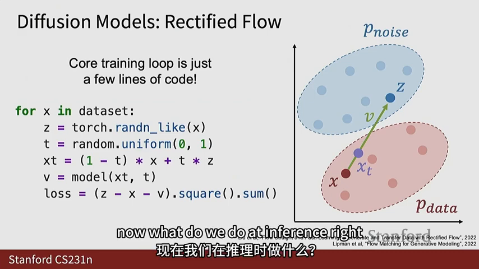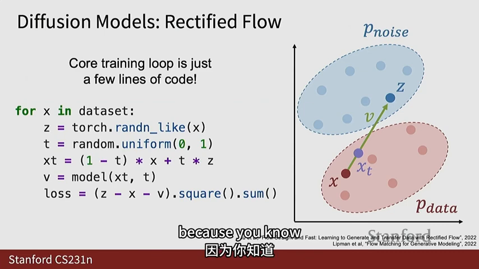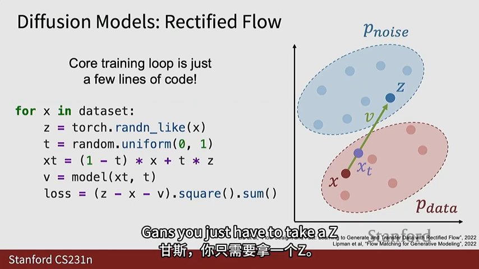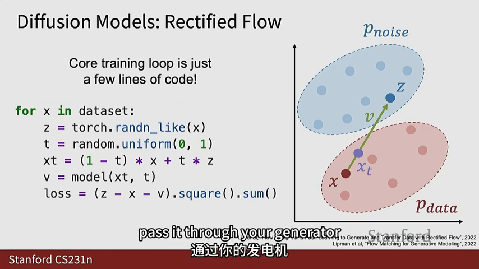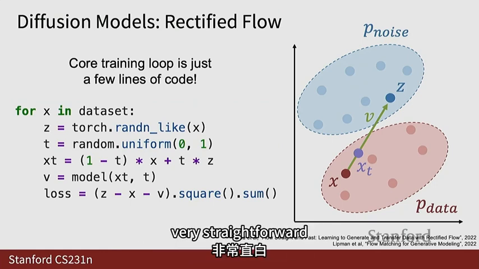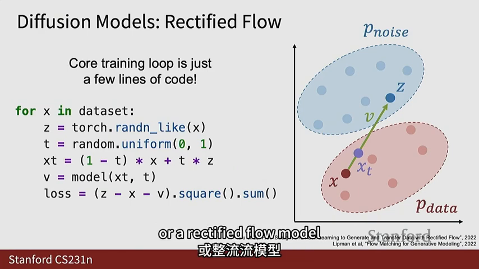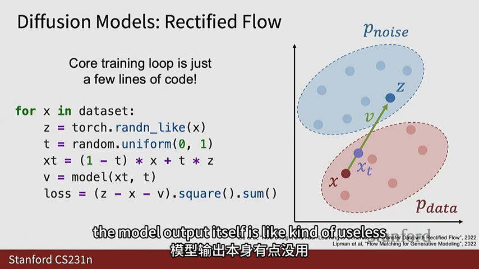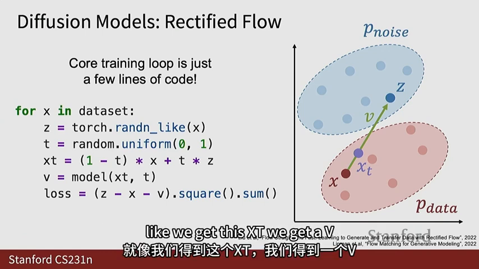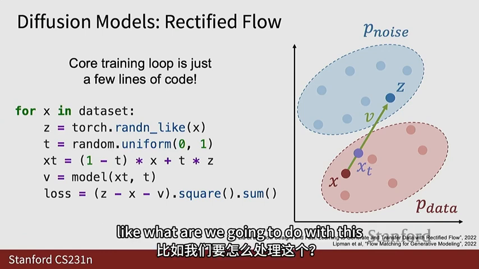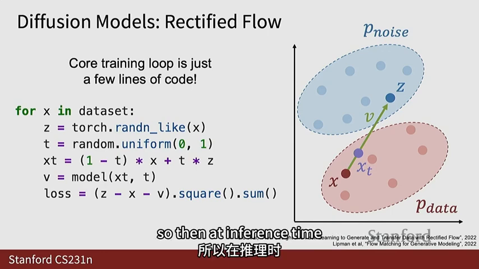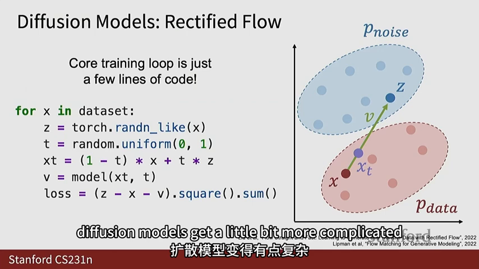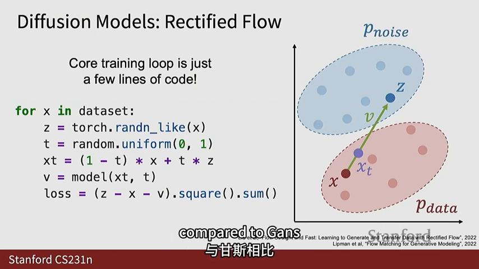Now, what do we do at inference? GANs are kind of easy at inference. You just take a z, pass it through your generator, and you get a data sample, very straightforward. But with the diffusion model, or rectified flow model in this case, the model output itself is kind of useless. We get this x_t, we get a v, what are we going to do with this? Not super clear. So at inference time is where diffusion models get a little bit more complicated compared to GANs.